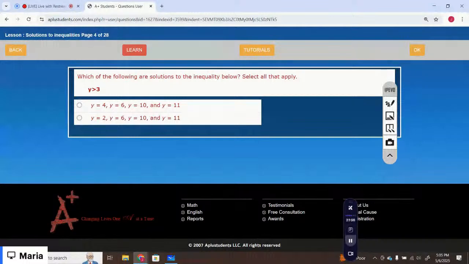Which of the following are solutions to the inequality below? Y is greater than 3. Option number 1 is the correct option. 4 is greater than 3, 6 is greater than 3, 10 is greater than 3, and 11 is greater than 3. Option number 1 is the correct option.